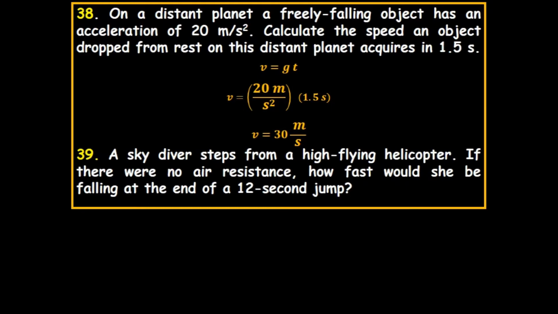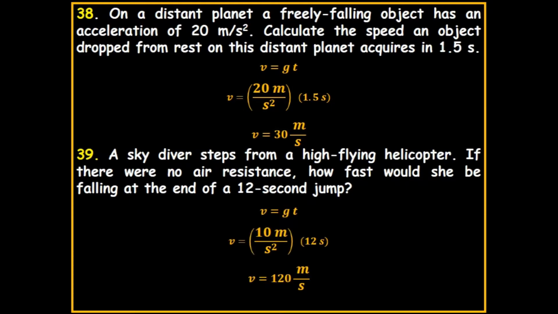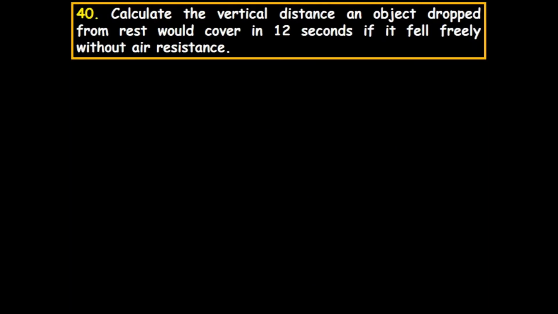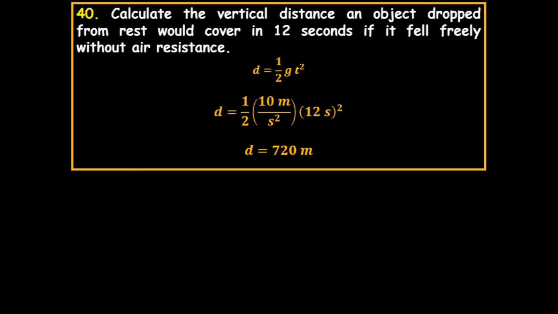If there were no resistance, how fast would she be falling at the end of 12 seconds? It would be 10 times 12 seconds, which is 120 meters per second, the velocity at the end of that time. Calculate the vertical distance an object dropped from rest would cover in 12 seconds. If it fell freely without air resistance, it would be 1/2 gt squared in this case. And that would be 720 meters.